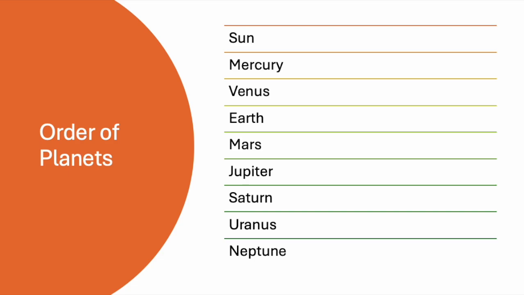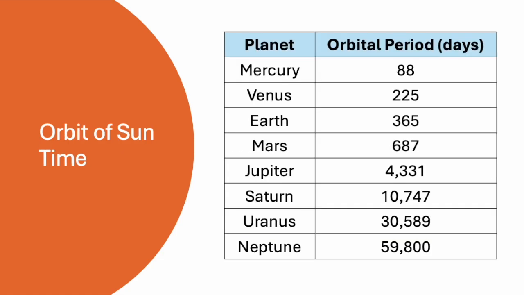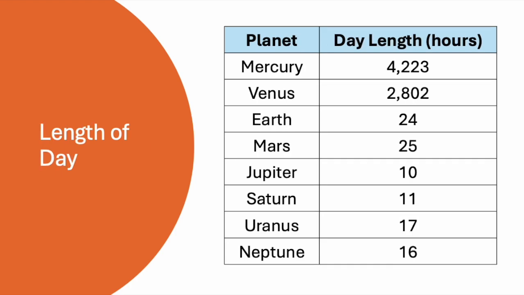Another key property is the speed and the movement of the planets. All planets orbit the Sun in a slightly elliptical path with varying speeds depending upon their distance from the Sun. The planets also rotate on their axis like Earth does. The speed of rotation affects the length of a planet's day. Mercury has a day that lasts for 4,223 hours, while Earth has a day that lasts for 24 hours.